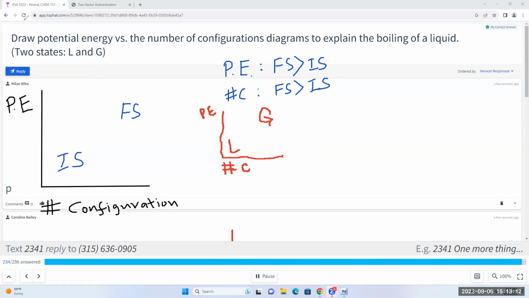One last thing, I promise. Now, what do we call this diagram? We call this potential energy versus number of configurations, that's too much, right? So instead of calling this potential energy versus number of configurations diagram, I'm going to call this diagram from here on out PEC diagram, or in short, peg diagram. This is what we call this infamous peg diagram in 151.